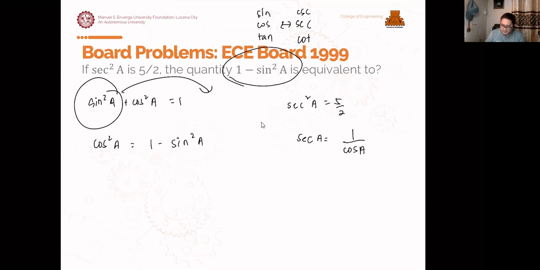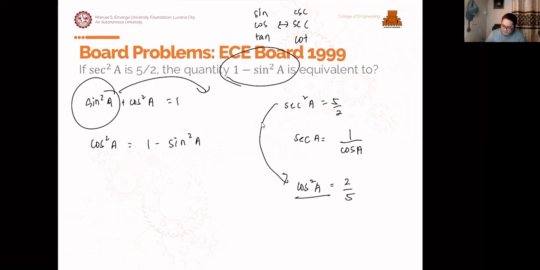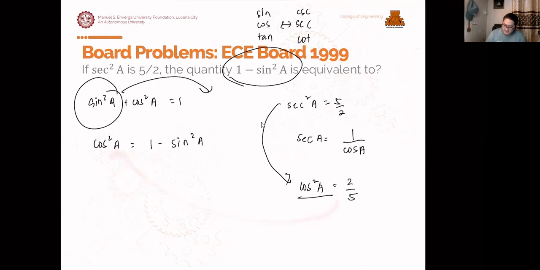Okay? So, ibig sabihin, pag binaliktad natin itong secant, pwede siyang cosine squared A is equals to 2/5. Okay? So, pwede natin itong substitute dun sa first equation natin dito. Okay? So, this will be 2/5 equals to 1 minus sine squared A. And, ayan. So, pinapahanap na value is 1 minus sine squared A. So, this will be our answer na agad.